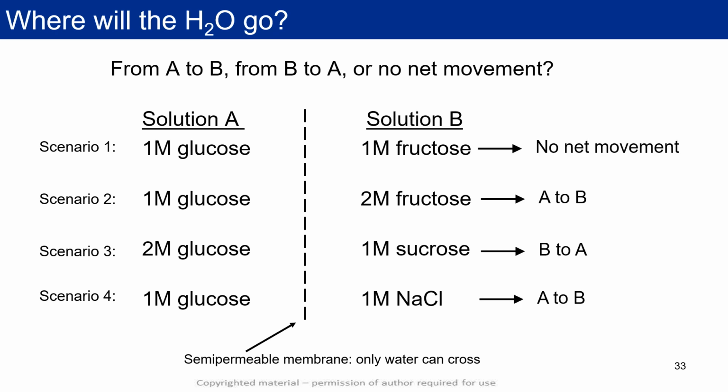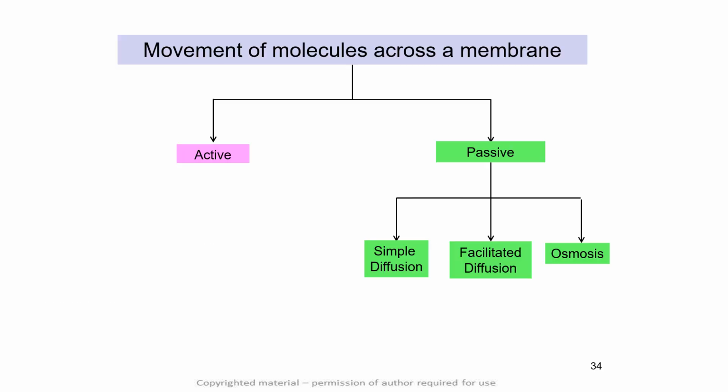Here are the solutions to the scenarios presented in the previous slide. In all cases, water moves down its concentration gradient to where solute concentration is higher. We finished discussing the different mechanisms of passive transport, and we'll move on to active transport next.